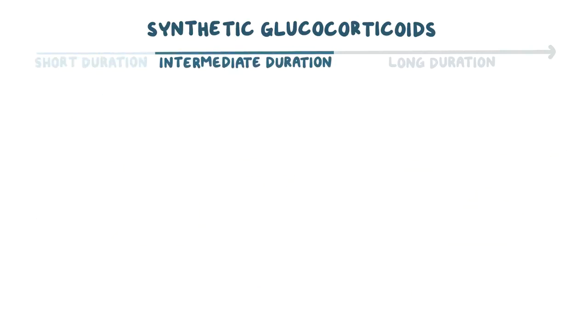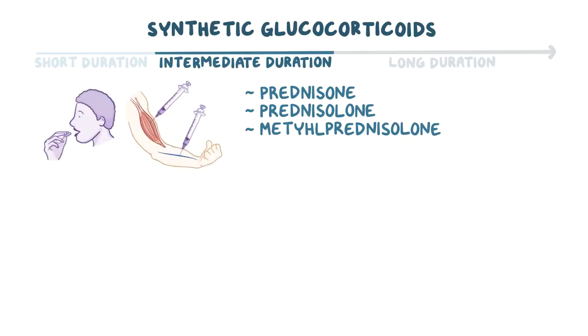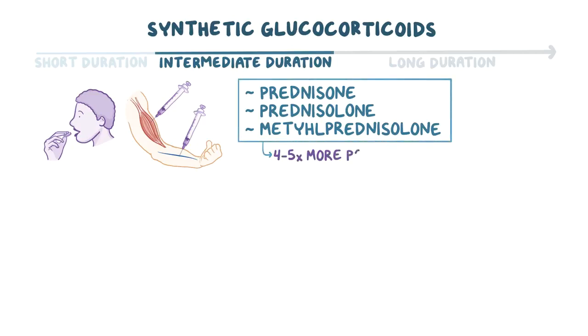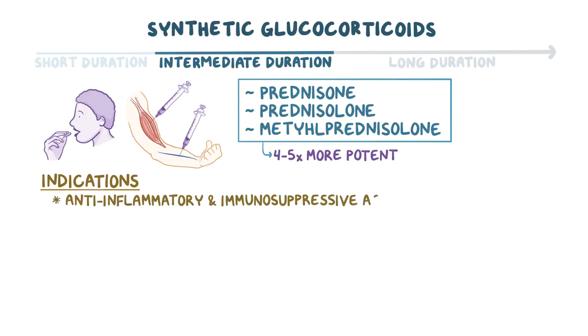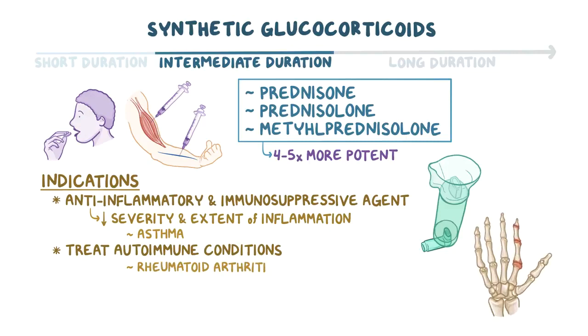The second group are the glucocorticoids with intermediate duration of action. Prednisone, prednisolone, and methylprednisolone fall under this group. These medications are given per oral or by injection into a vein or muscle. In comparison to hydrocortisone, medications of this group are almost 4 to 5 times more potent, meaning a lesser dose is needed to produce the desired response. These medications are used as an anti-inflammatory and immunosuppressive agent to reduce the severity and extent of inflammation in certain inflammatory diseases like asthma, or to treat autoimmune conditions like rheumatoid arthritis. For example, intravenous prednisone is the drug of choice for an acute attack of asthma.